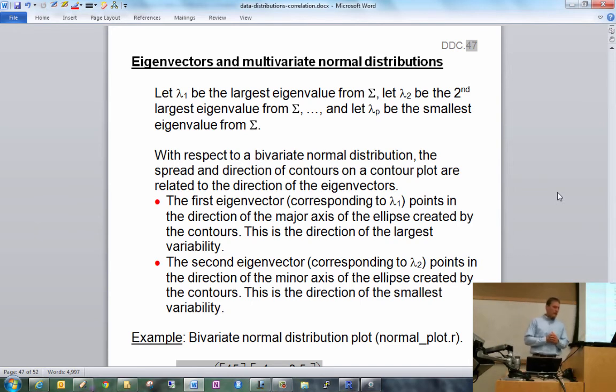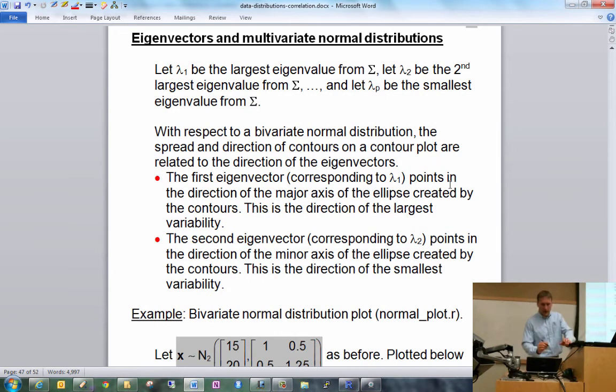So let's talk about eigenvalues, eigenvectors, and an interesting relationship with the multivariate normal distribution. Let lambda 1 be the largest eigenvalue from your covariance matrix. Let lambda 2 be the second largest eigenvalue, and so on. Now, these eigenvalues and eigenvectors have an interesting relationship with the multivariate normal. I'm going to state it first and then explain it.